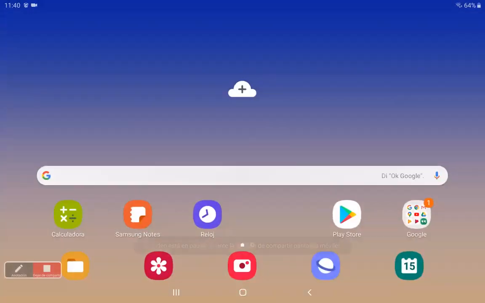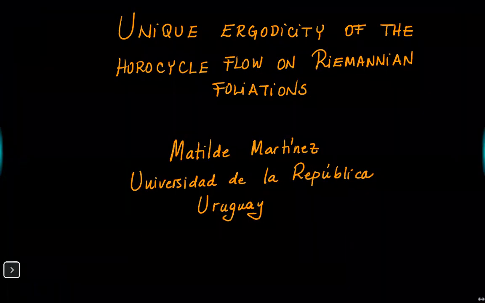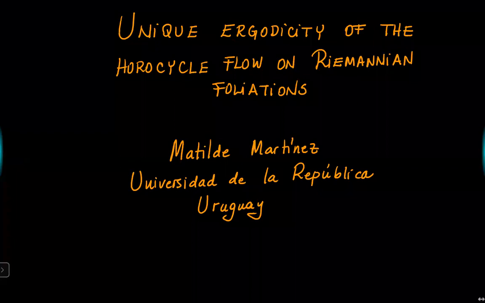And now today the second speaker is Matilde Martinez, and her title is Unique Ergodicity of the Horizontal Flow for Remaining Foliations. Thank you very much. I'm very happy to be here.